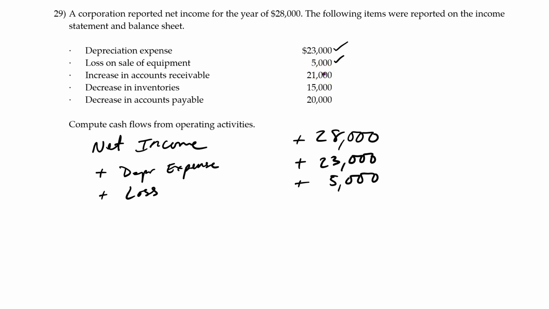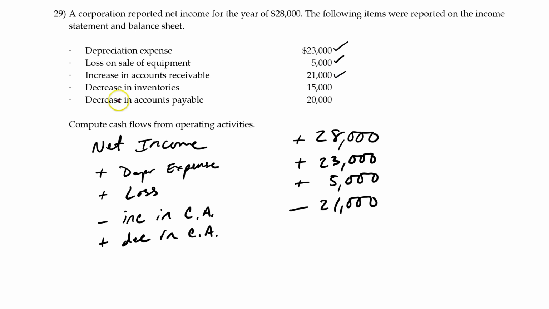Then the third thing are the changes in our receivables. So I'm going to subtract an increase in current assets. If a current asset increases, that is a deduction on the statement of cash flows. I'm going to add back decreases in current assets. So with inventories, inventory decreases 15. Well, I'm going to add back 15,000.